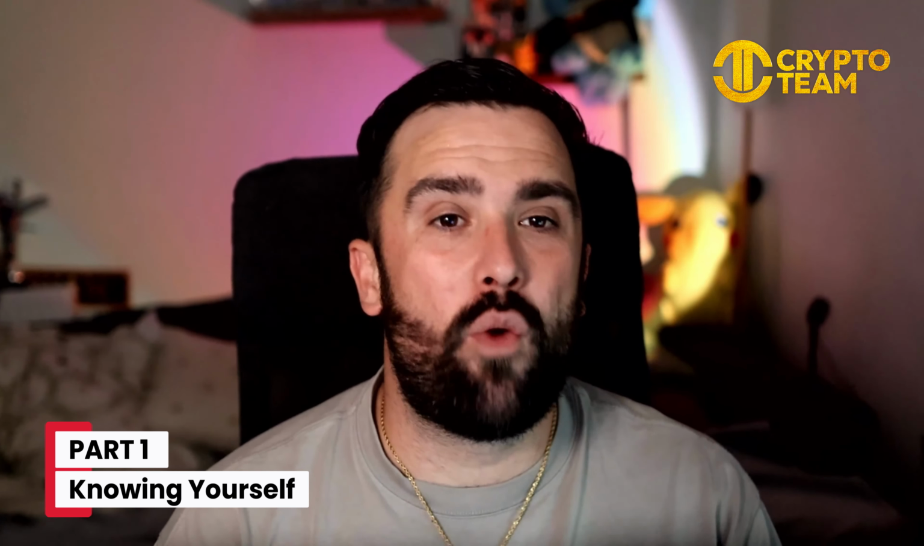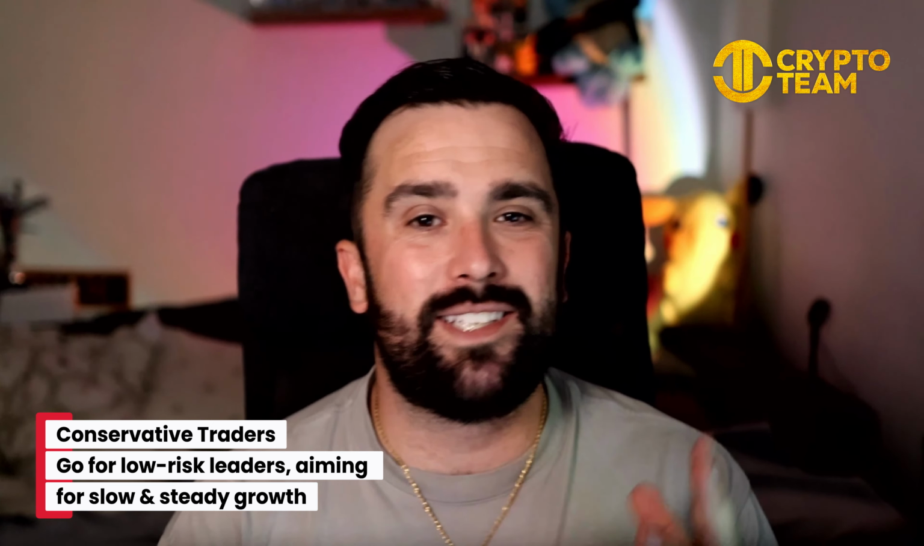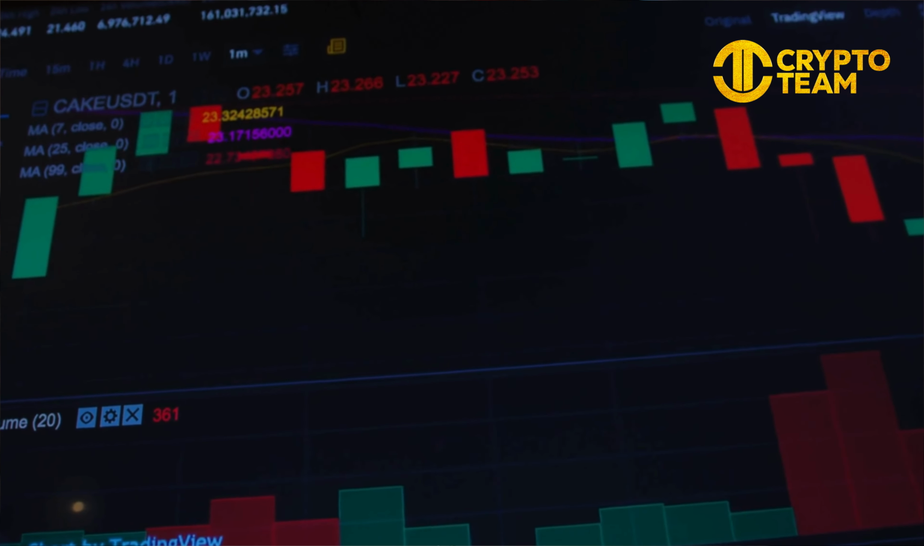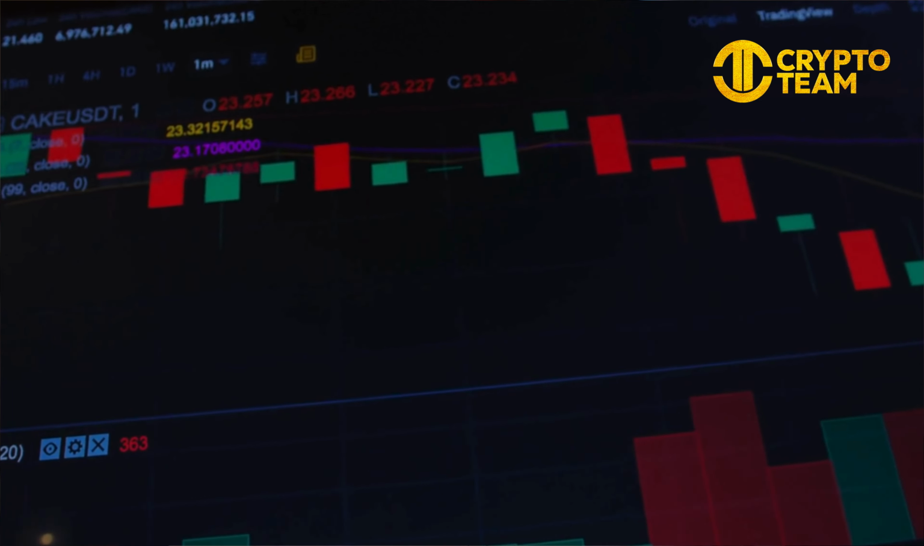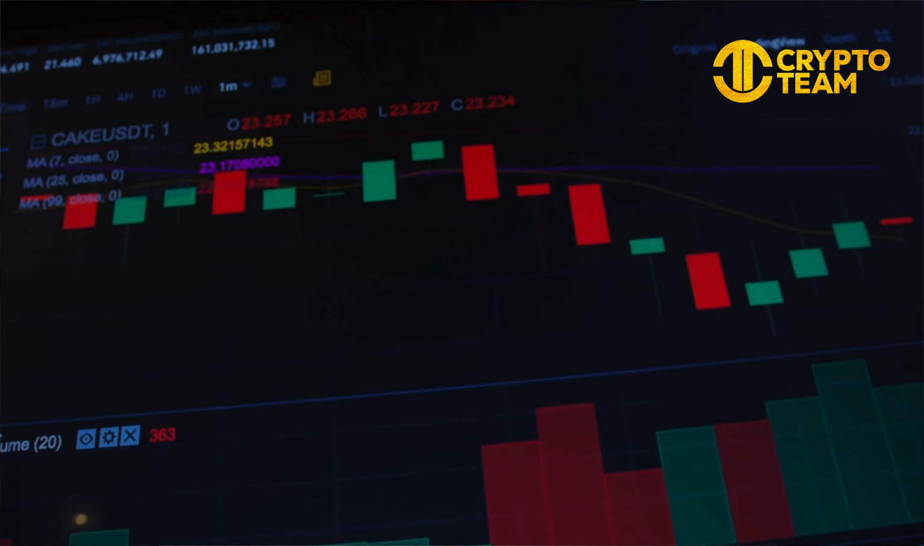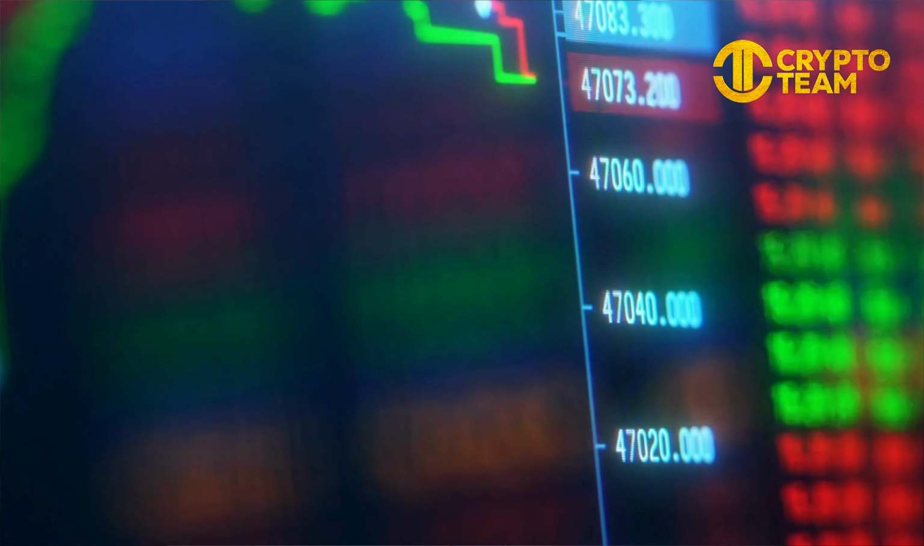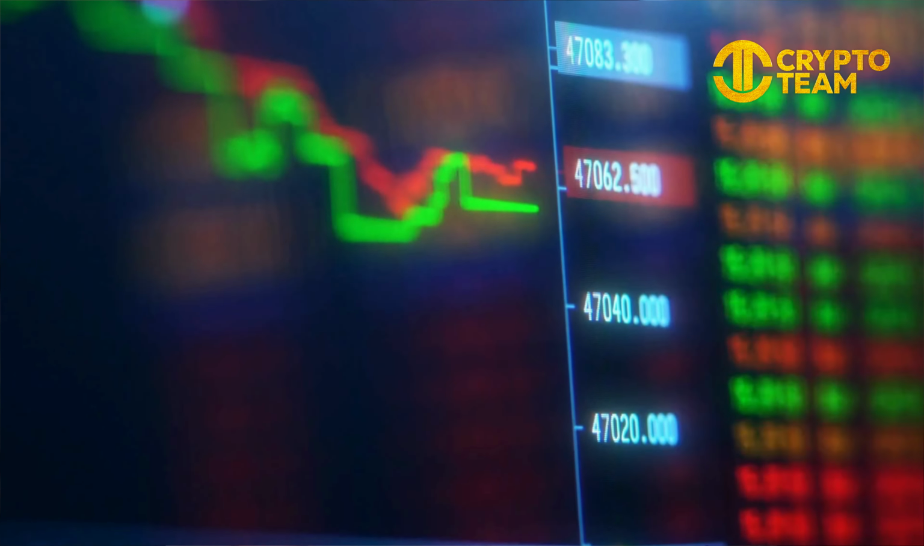Step one will be knowing yourself. Ask yourself, are you conservative, balanced, or aggressive? Conservative traders usually go for low risk leaders with smaller swings, aiming for that slow, steady graph that you can see. Balanced traders accept moderate drawdowns for potentially better returns. Aggressive traders are comfortable with high volatility and bigger swings in pursuit of higher gains.